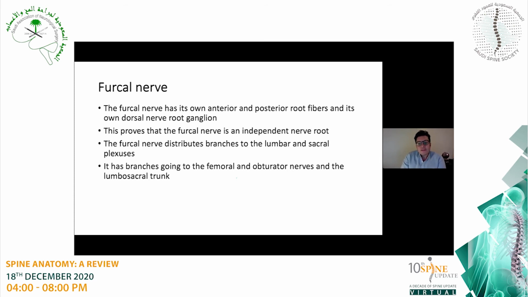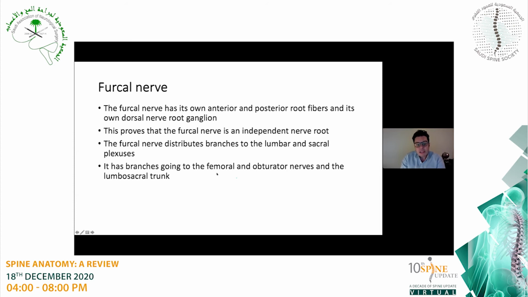The furcal nerve has its own anterior and posterior root fibers, and it has a dorsal root ganglion. This means that the furcal nerve is an independent nerve root. The furcal nerve distributes branches to the lumbosacral plexus. And in order not to confuse you, most studies did not differentiate between anomalies of Neidre and McNab and the furcal nerve, but anatomical studies like cadaveric anatomical studies have identified the furcal nerve.